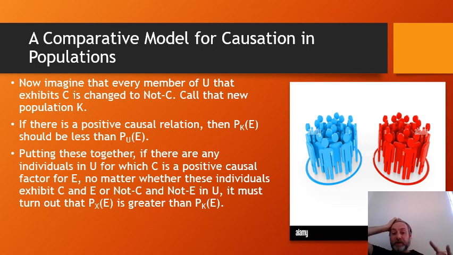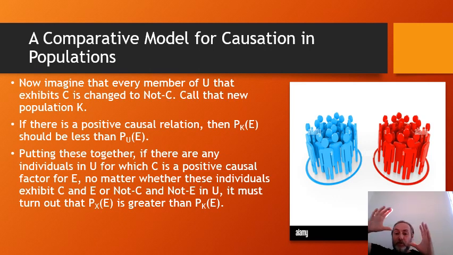So now we can put these two hypotheticals together, right? And we can say if there are any individuals in U for which C is a positive causal factor for E, whether or not those individuals happen to exhibit C and E or not C and not E in U, it should be the case that the probability of E in population X, the one where everybody has the causal variable, will be greater than the probability of the effect in K, where no one has the causal variable, right?